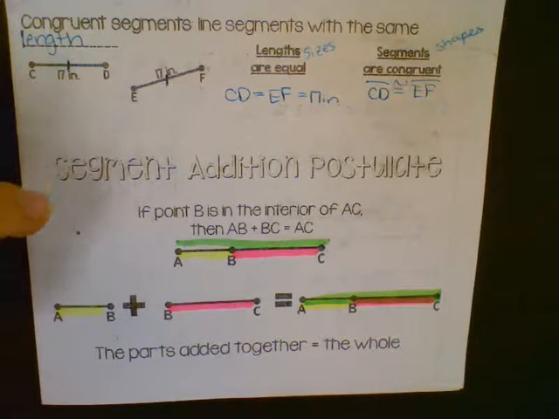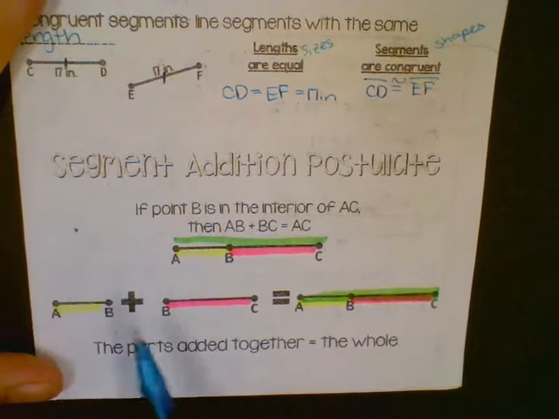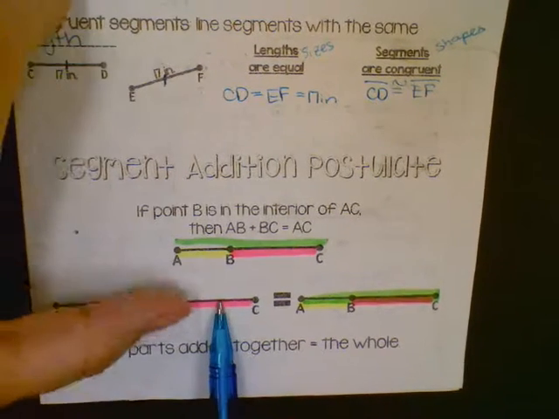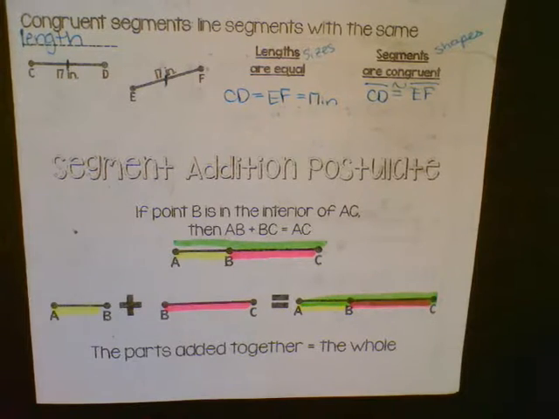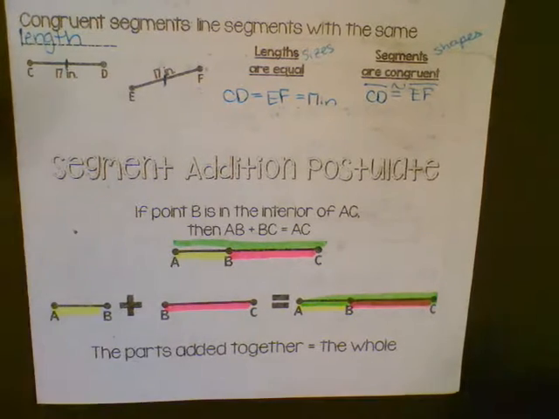Does that make sense? The pieces added together equal the whole thing. The left side plus the right side equals the whole segment, and that's pretty much what the segment addition postulate is telling us. Add the parts together and you get the whole segment. So let's practice some examples for the segment addition postulate.